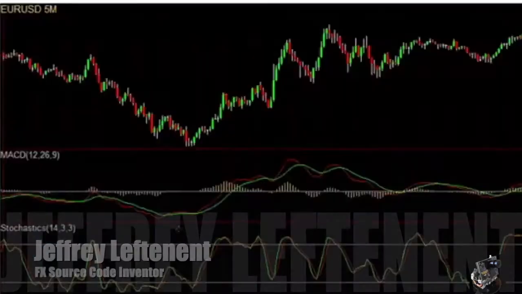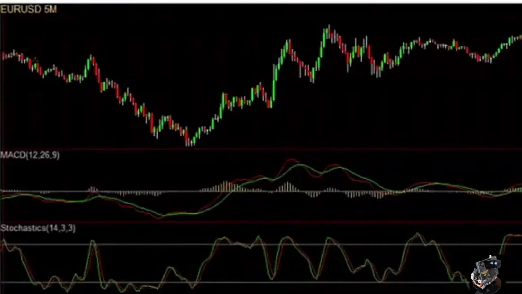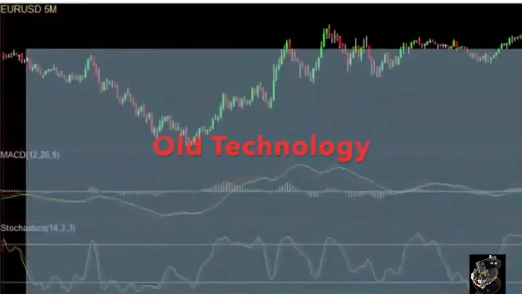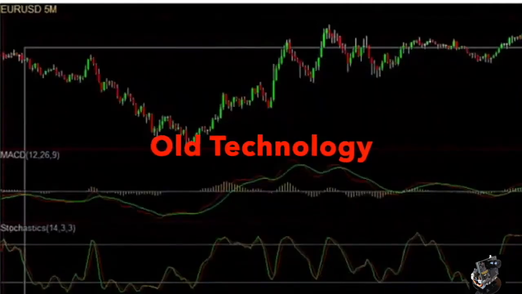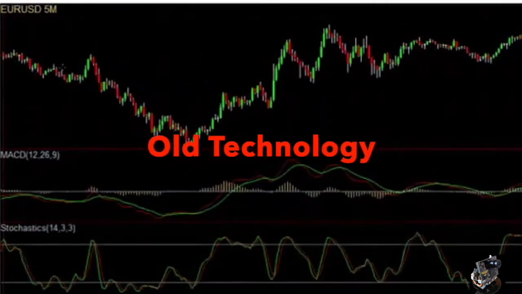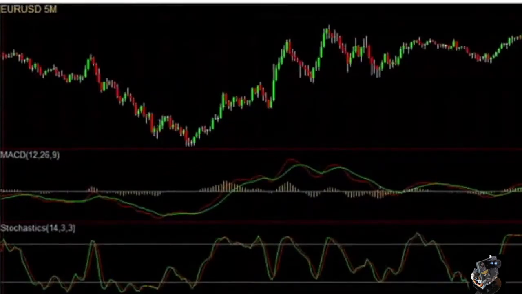I probably would have never gotten involved in Forex. Look at this technology here. This is how I learned Forex, looking at something like this. Stochastics to MACD, okay? That's how I learned, and I lost so much money, folks. The first 2-3 years, I was losing my trades every single time.